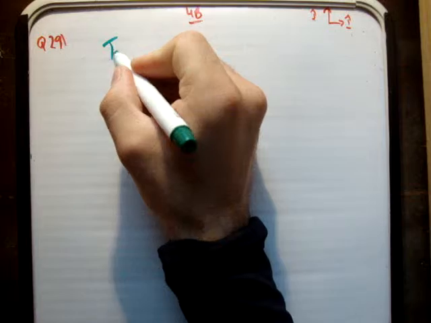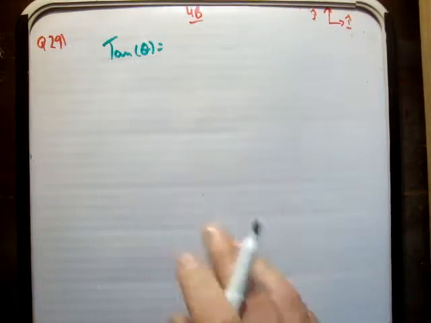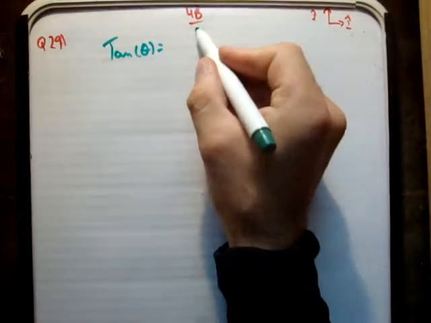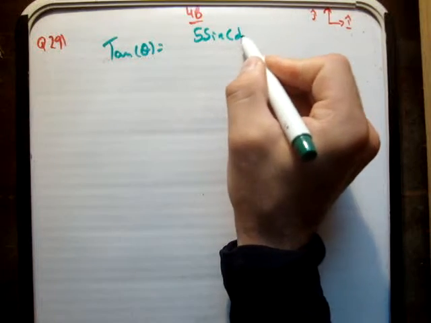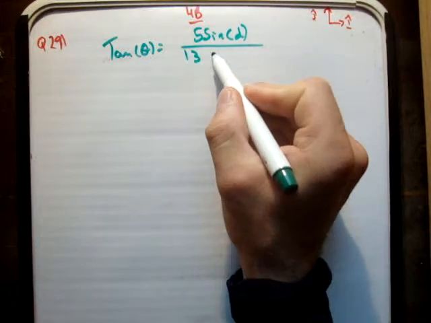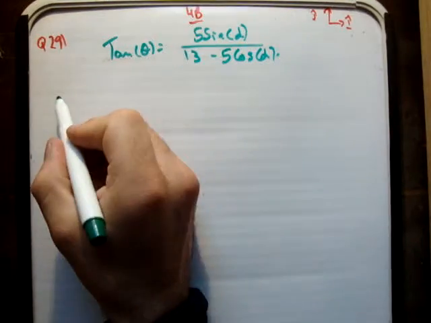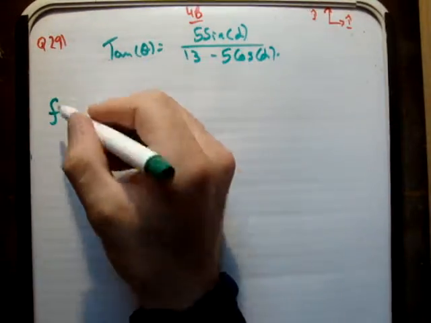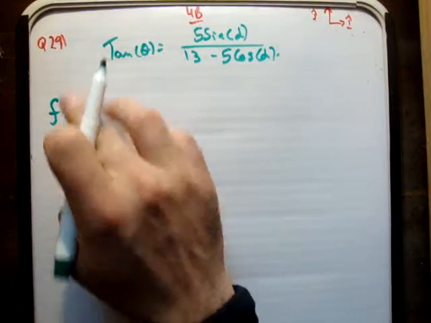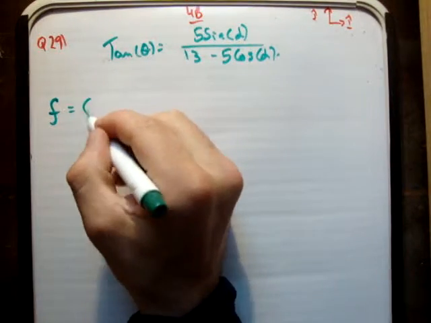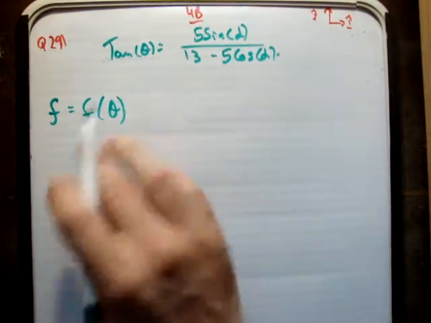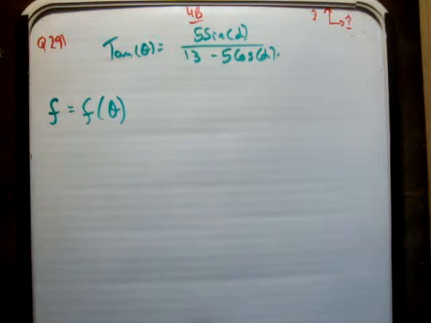We have found that tan theta is equal to 5 times the sine of alpha over 13 minus 5 times the cosine of alpha. And this of course is a function which I'm going to call f. On the left we have a function f of theta. So it means it's variable, or the ingredient for the recipe is theta.